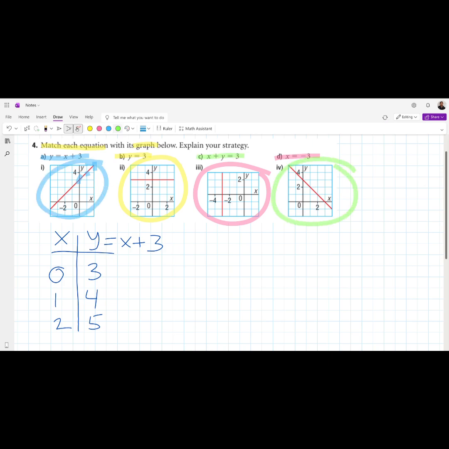By process of elimination, graph C should be the last one here. But just to check, let's make a table. x plus y equals 3. So if x is 0, y has to be 3. 0 plus 3 equals 3. 1 and 2. 2 and 1. And this happens to match graph 4.